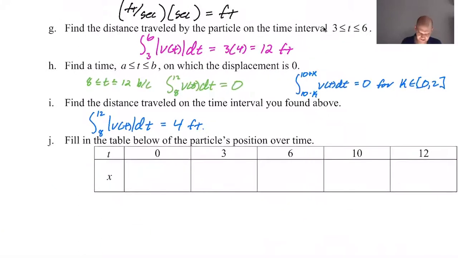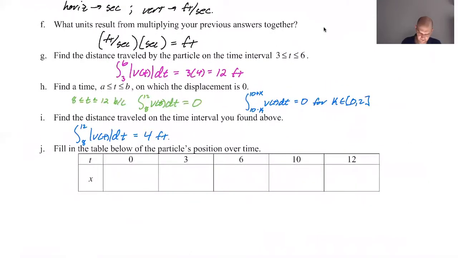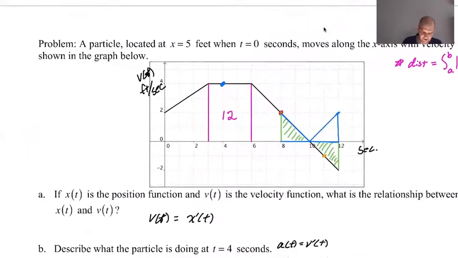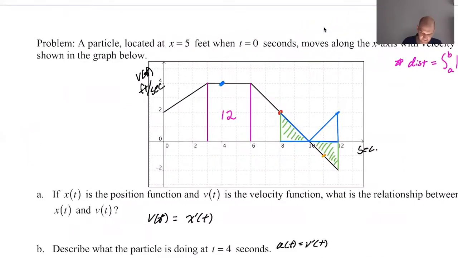We could probably work it out in general for the extra answer. I don't think I'm going to do that right now. All right, fill in the table below of the particle's position over time. The interesting thing is we started off with this piece of information that we have not used, right?